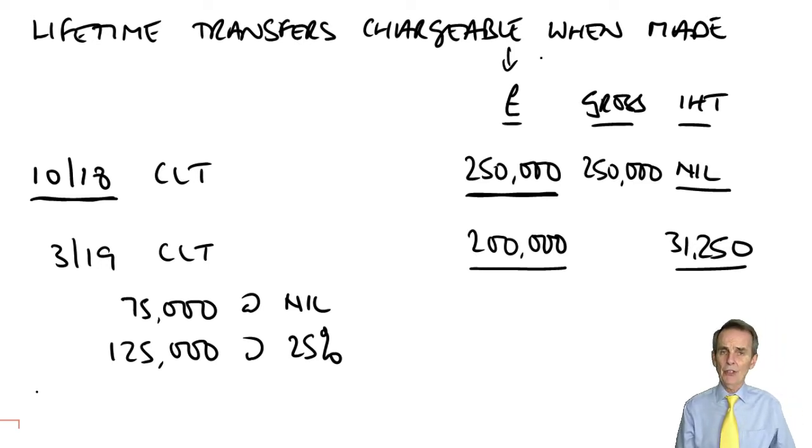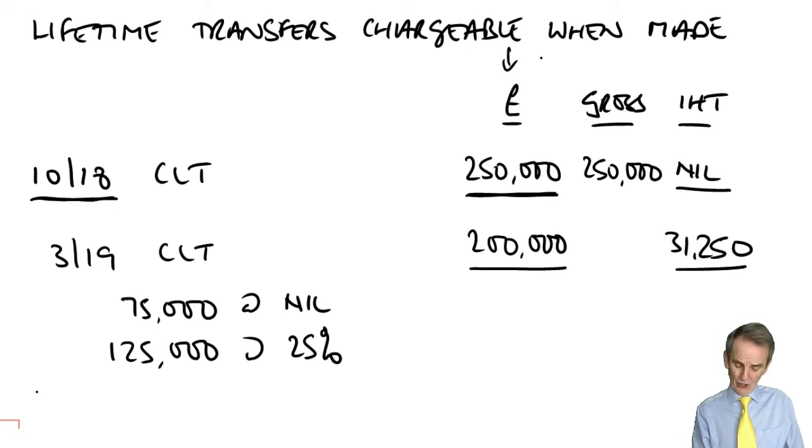250, of course, does not exceed 325. If you wanted to show a calculation you could, but given that you're doing objective testing questions on a scenario, a 10-mark scenario here in section B, you don't even have to do that. What we know is that there is no tax on that CLT because we haven't exceeded the available nil rate band. But then we come to March 19.